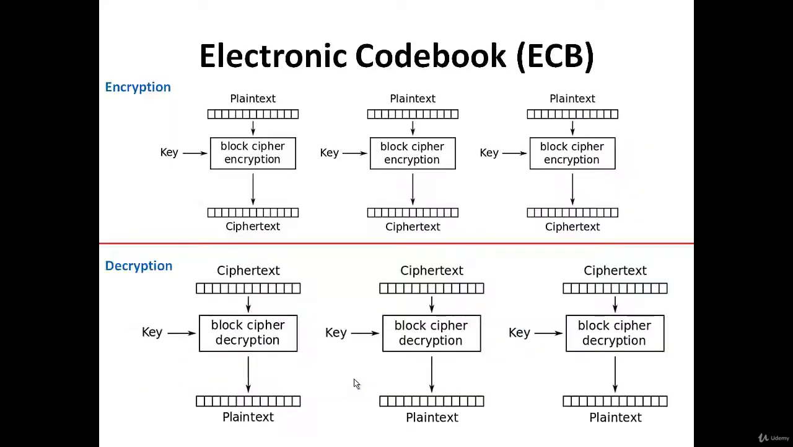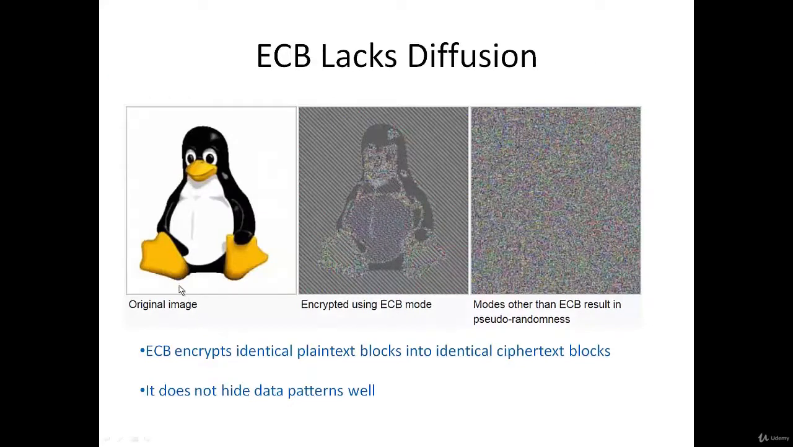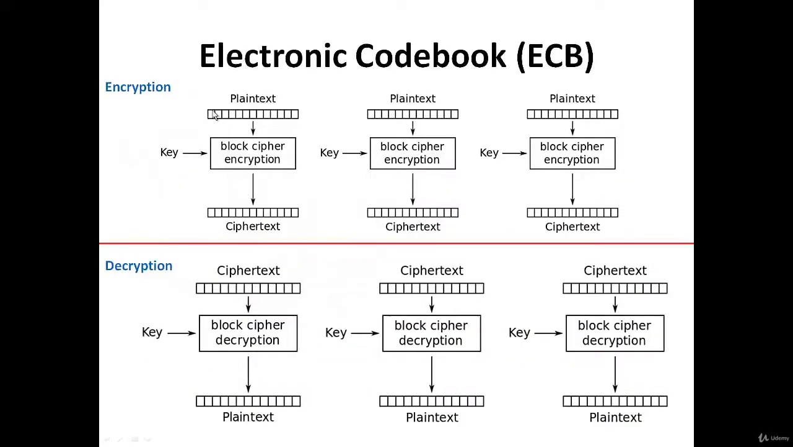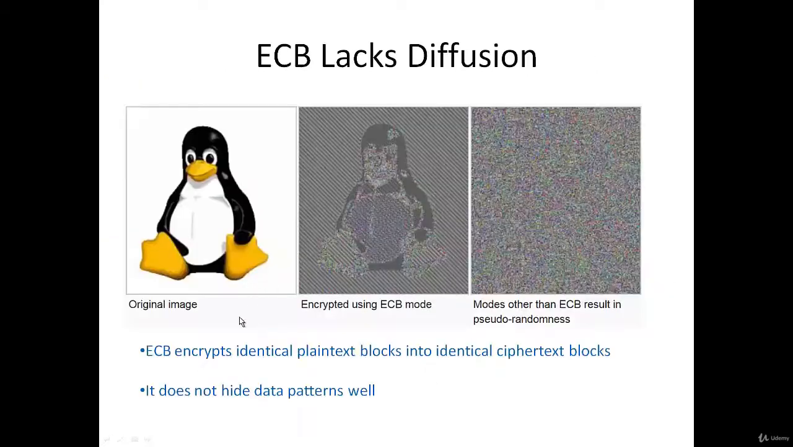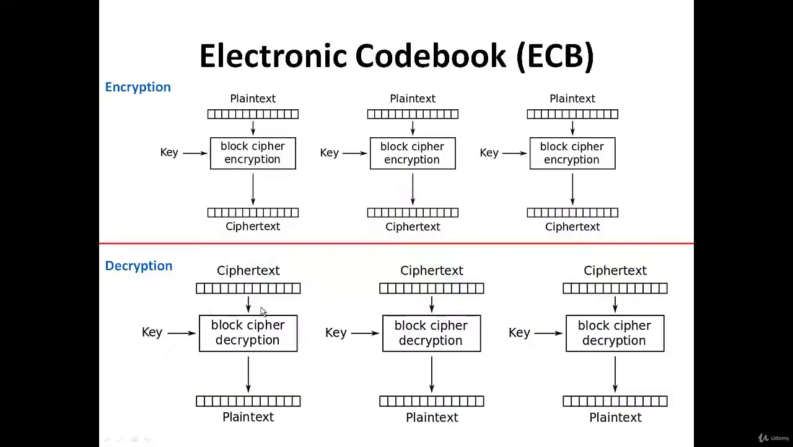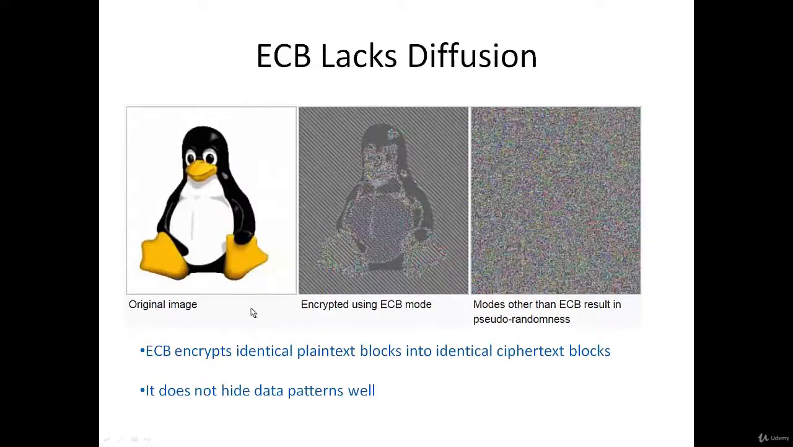Although it works in parallel, it's not efficient. The reason is that if the pattern of plain text has some value, say k, and another plain text block also has the value k, then the corresponding ciphertext generated for both of them will be the same. As a result, the outputs are not properly diffused. So basically it lacks diffusion.